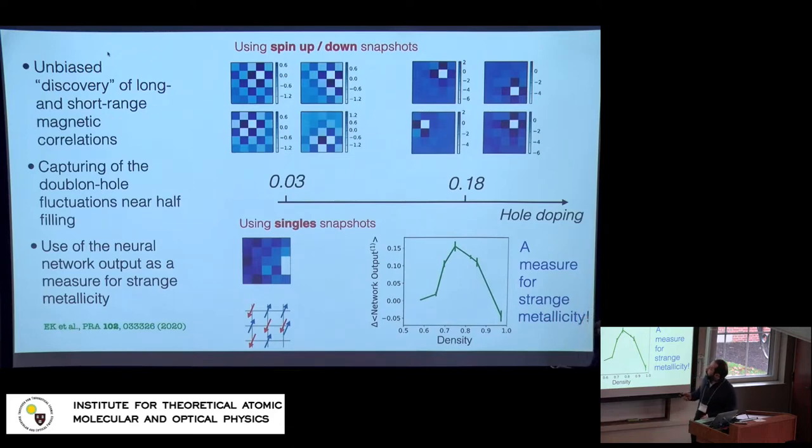What's the y-axis? The y-axis is, so these are when you train your neural network using these spin up or spin down snapshots, so one species only, that's where you pick up magnetic correlations in your filters. This one uses snapshots of local moments, basically density minus double occupancies, and you pick up things like this.